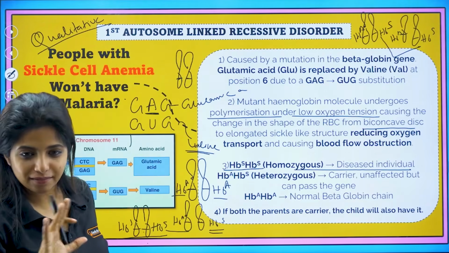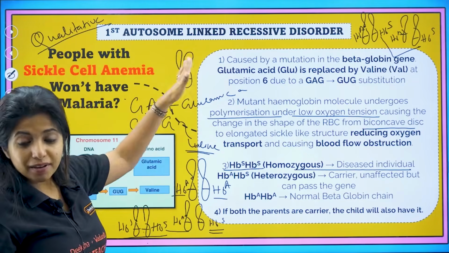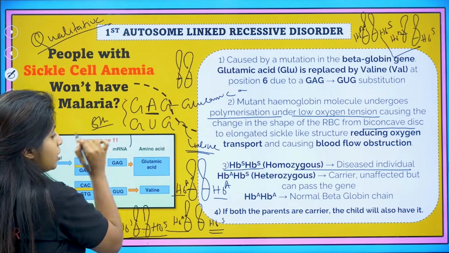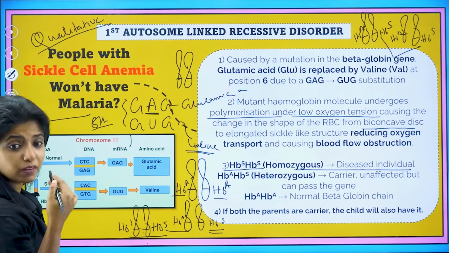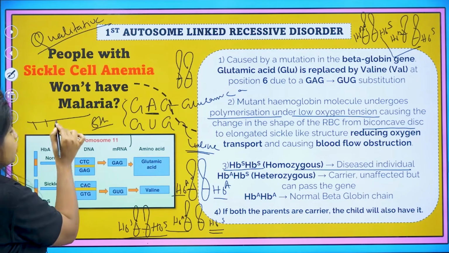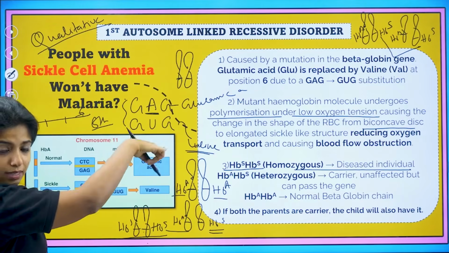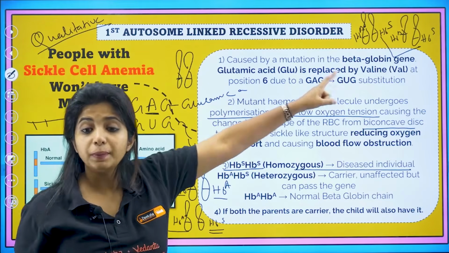Quality is getting problematic over here. It was GAG, GUG, glutamic acid, then valine. It's happening in the 6th codon, the 6th position. When you talk about an RNA, which is responsible for forming proteins, it has multiple codons, 1, 2, 3, 4. On the 6th position, whatever codon is there, that's where the change is happening. Please remember that also.